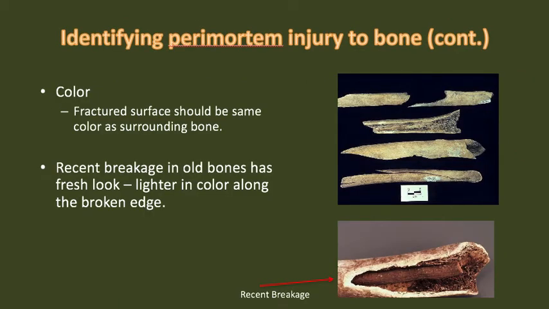You can look for color. So if you're looking at perimortem injury, the fractured surface should be the same color as the surrounding bone. So if you have post-mortem damage, you might have a situation like this where you have discoloration to the outside of the bone and the inside of the bone, but then you have this relatively fresh looking surface here. So that would be a good example of perimortem fracturing. Or I'm sorry, post-mortem fracturing. This one down here would be an example of post-mortem fracturing.